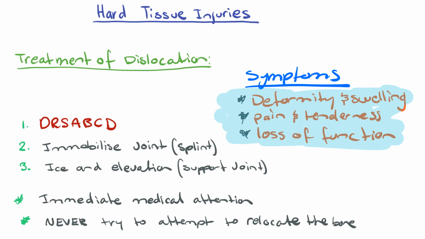So some signs and symptoms of people suffering from a dislocation are that you'll see some deformity and swelling. So a little bit similar to a bone break, but you'll see some swelling in there as well. There'll be some pain and tenderness. Generally, the athlete will be able to say to you, it felt like my bone sort of came out of its joint, and they'll be in a lot of pain. And then obviously they'll have loss of function of that joint because they won't be able to move it properly.